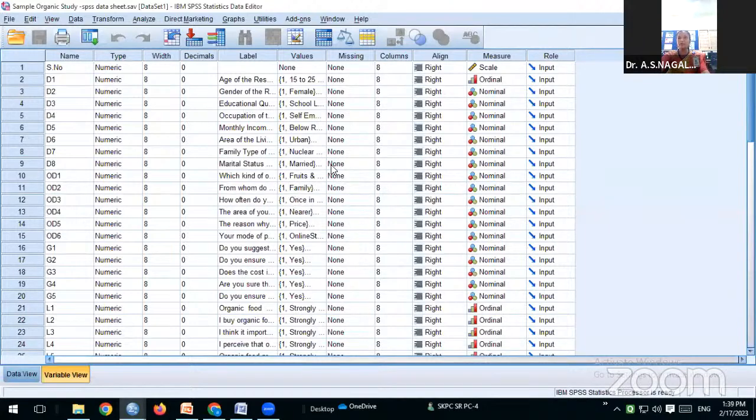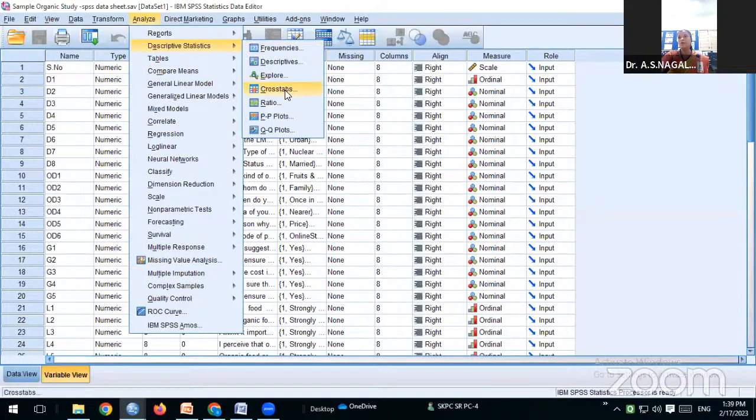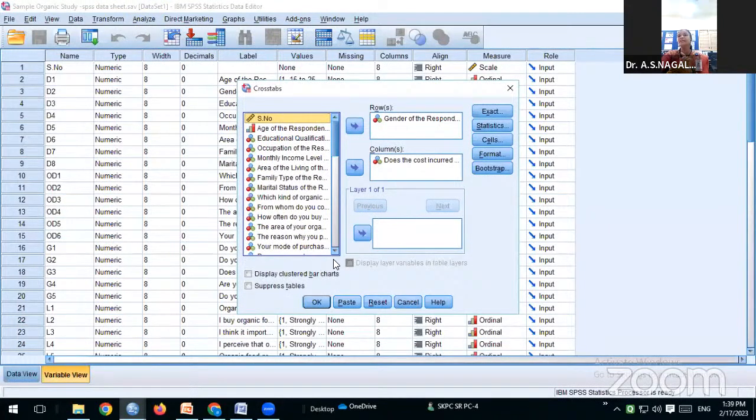Thank you. So please open that data sheet, if possible with your system. Here we go ahead: go to Analysis, Descriptive Statistics, and go to Crosstabs. When you click Crosstabs, you will see this menu, row and column.